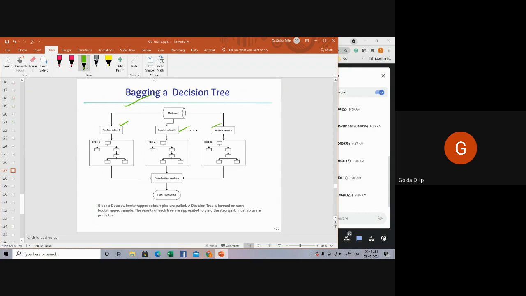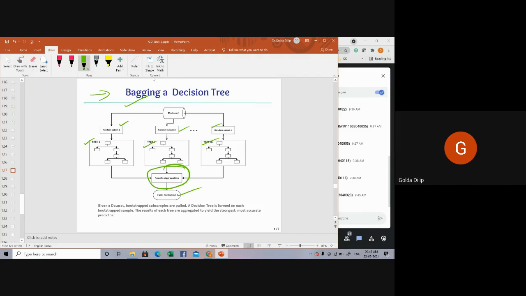Okay, so this example is with respect to decision tree. That doesn't mean that bagging can be done only for a decision tree. Okay, so a decision tree is being formed on each of the bootstrapped subsamples. You can see here tree 1, tree 2, tree 3. Okay, so after each of these subsample decision trees has been formed, the bagging algorithm is being used to aggregate the result over the decision trees in order to form the most efficient predictor. Okay, so that's what the concept of bagging is all about.